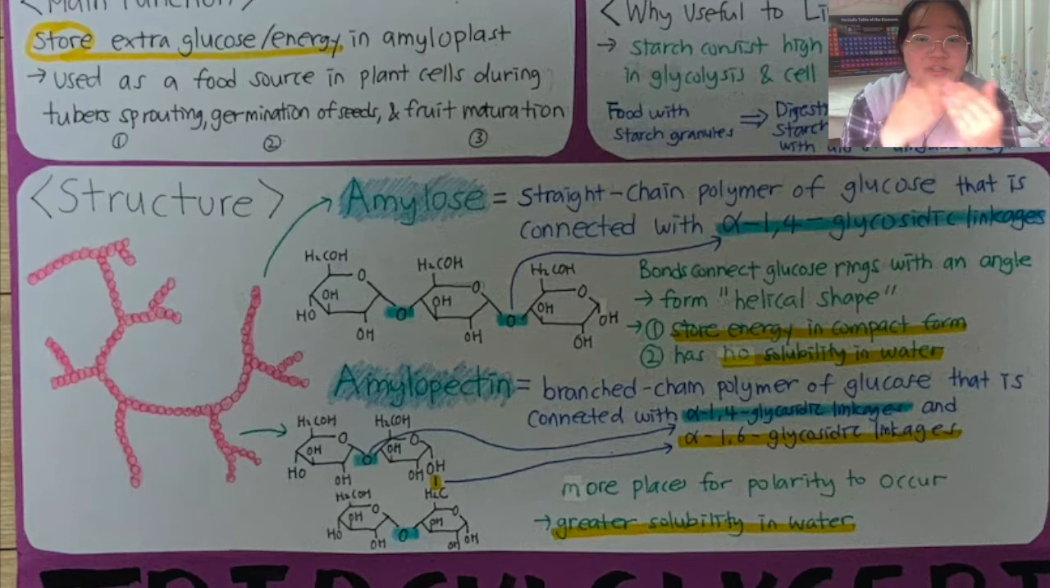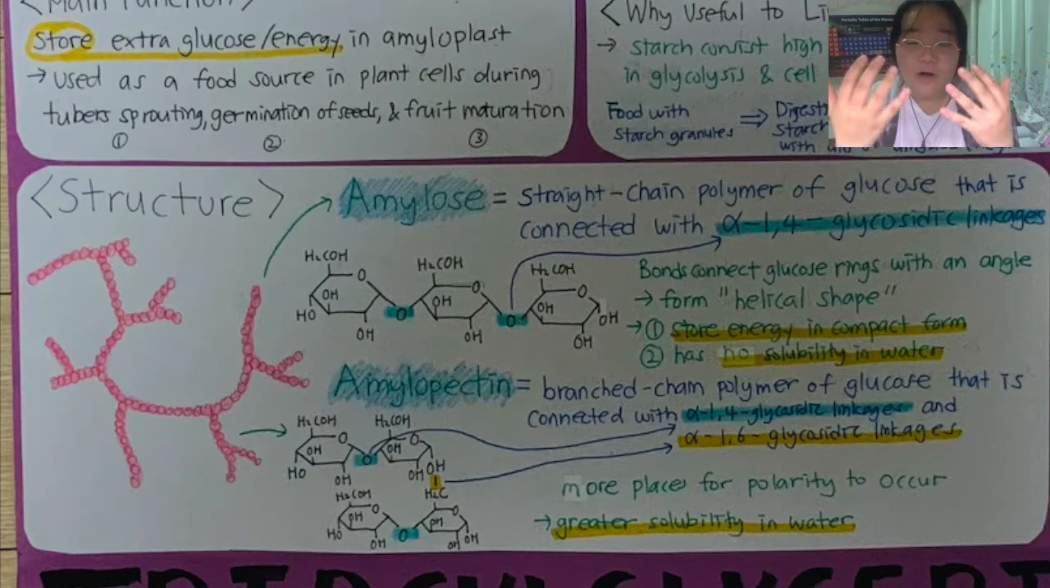At this point, one interesting property is that since the alpha-1,4-glycosidic bond connects the glucose rings with an angle, it forms a helical shape. This allows the cell to store energy in a compact form. However, when it's in its crystallized form with hydrogen bonding making up the helical structure, it occupies the places where polarity might otherwise be able to occur in the molecule and allow it to solubilize in polar water. So basically, this is insoluble.